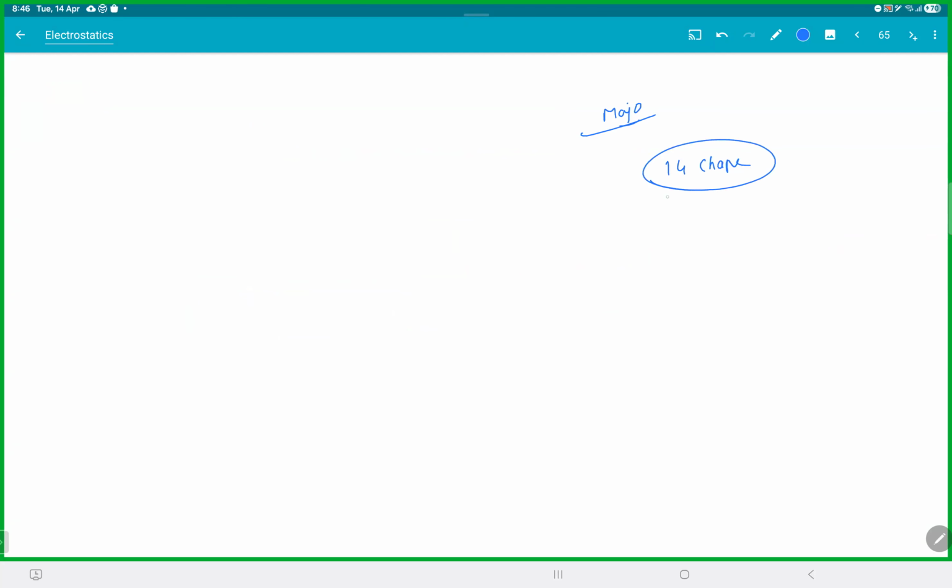Right now, in six to seven chapters, you're okay. When I say okay, matlab, you're confident, main handle kar sakta hoon. If you feel that way, there is no need to go and revise those chapters again. That is the meaning of confidence. What you guys try to do is revise all 14 chapters. You become greedy. You are not optimizing for your resources.